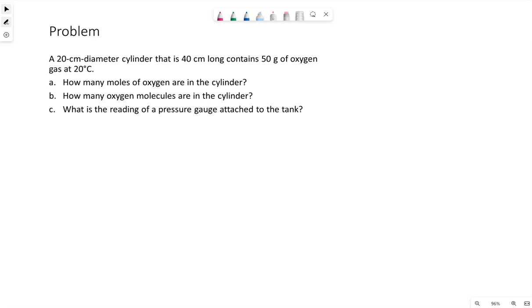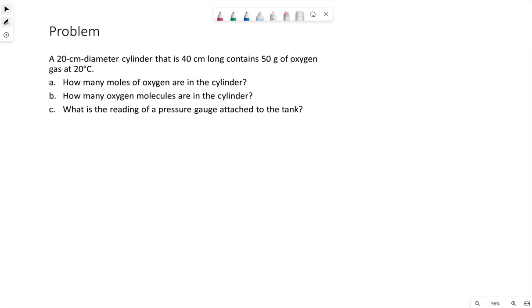We have another example problem here. We have a 20 centimeter diameter cylinder that is 40 centimeters long. It contains 50 grams of oxygen gas at 20 degrees Celsius. We want to find how many moles of oxygen are in the cylinder, how many oxygen molecules are in the cylinder, and what is the reading of a pressure gauge attached to the tank.